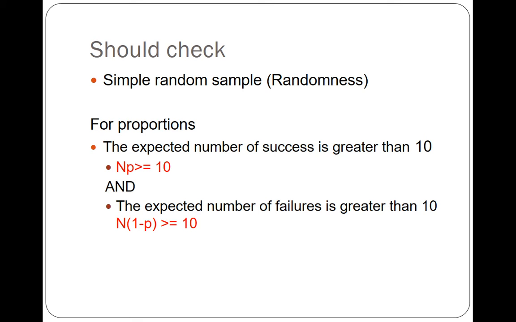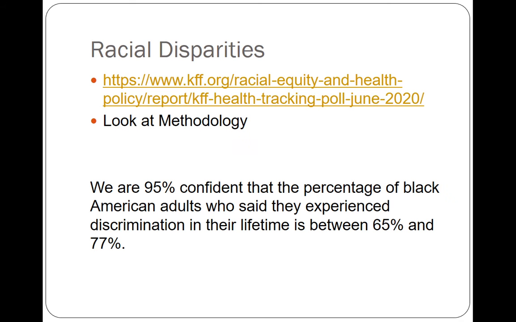You should check, first of all, for randomness. If you don't have good data collection, your data is probably bad or contaminated. And the other one you should check is for normality. Again, for proportions, expect the number of successes is greater than or equal to 10. Expect the number of failures is bigger than or equal to 10.